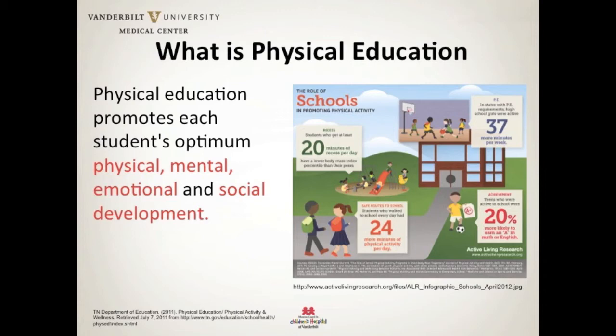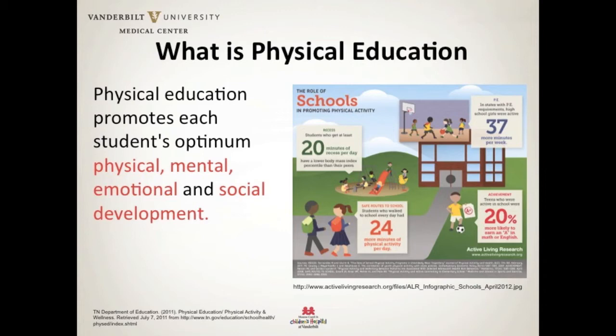For younger kids, those who are able to receive at least 20 minutes of recess per day are likely to have a lower body mass index than those of their peers that don't. In addition, in states that require PE in high school, the girls are more likely to be active by more than 37 minutes per week. As it relates to safe routes to school, any student who's able to walk to school is more likely to receive about 24 extra minutes of physical activity compared to those who don't and are more likely to take the bus. In addition, as it relates to academic achievement, 20% of students are more likely to get an A in either math or English if they're being physically active on a regular basis.